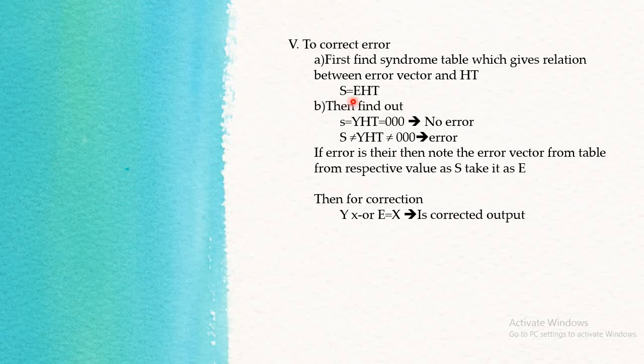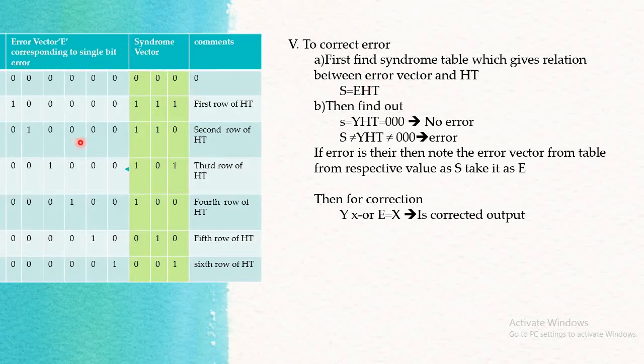So how are we going to find that syndrome table? S is equal to E times H transpose. So what is this E? E stands for the error vector. What we are doing in this case is considering different conditions of an error vector, and we multiply those error vectors with H transpose, and it will give you the values of the syndrome table.